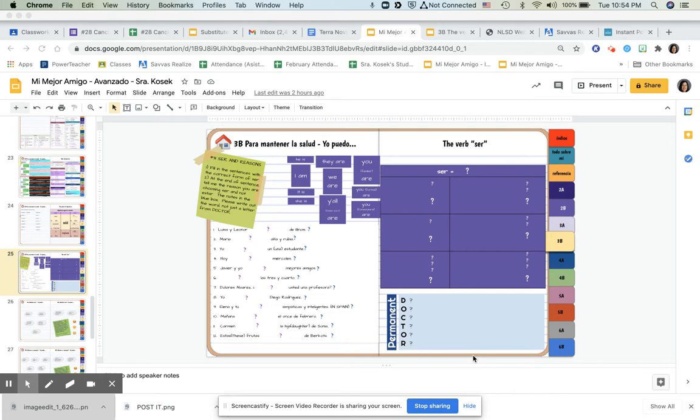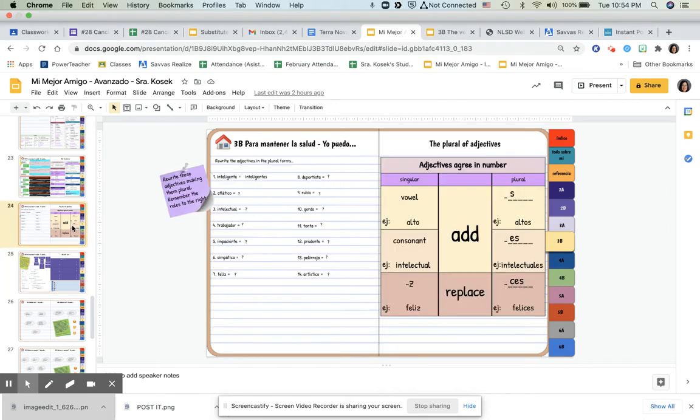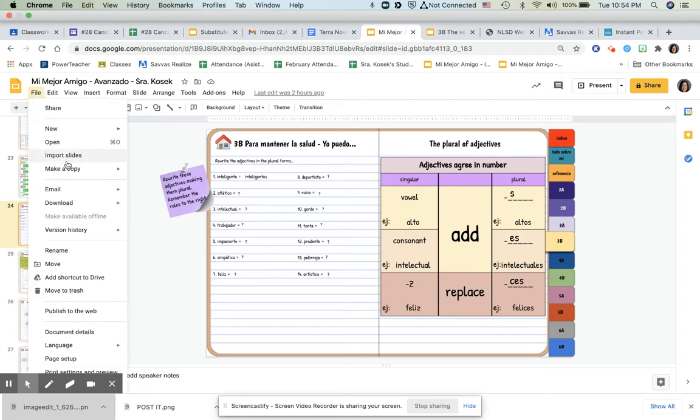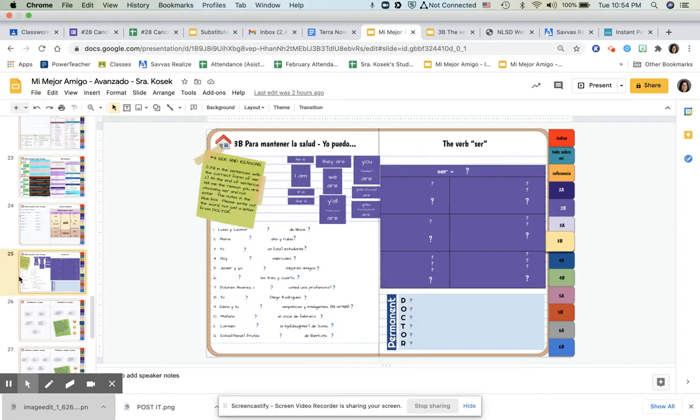If you haven't already done so, pause the video, go back, import the new slide, the verb ser, as slide 25. Make sure you're on slide 24 prior to going to file, import slide. And this slide that you should be importing is supposed to be slide 25, the verb ser. If you've done all that, go ahead and continue. If you haven't, stop the video and go and do that.